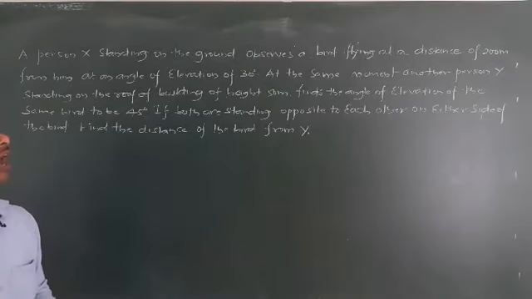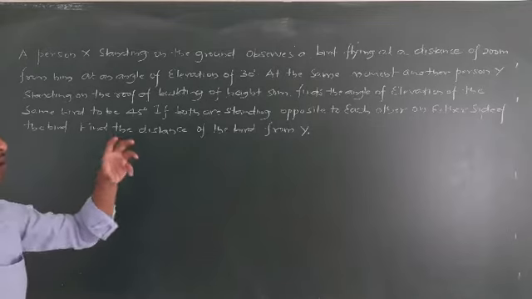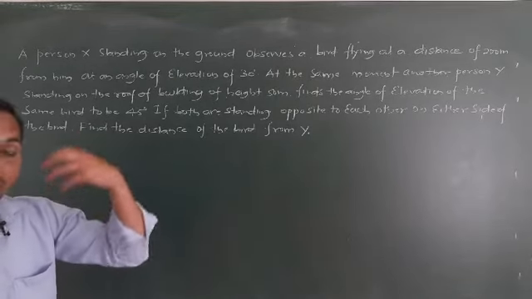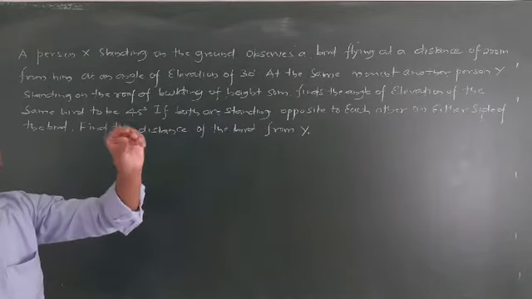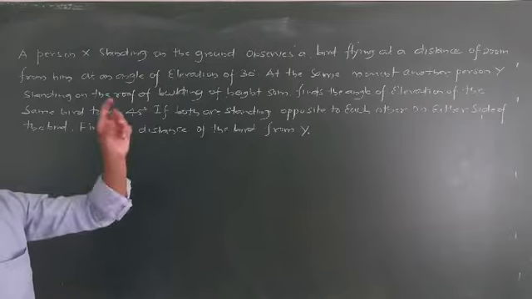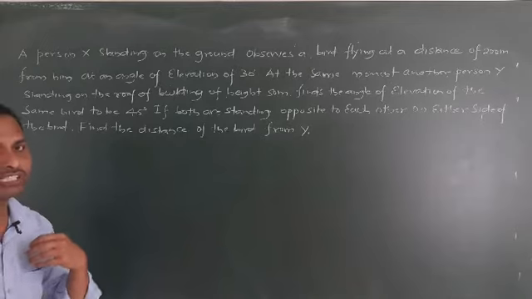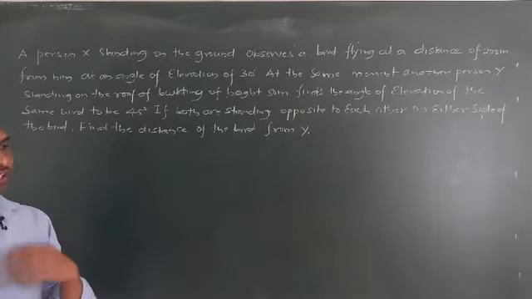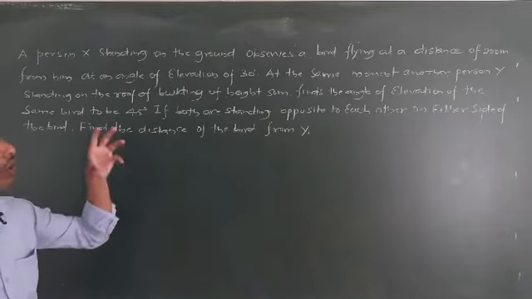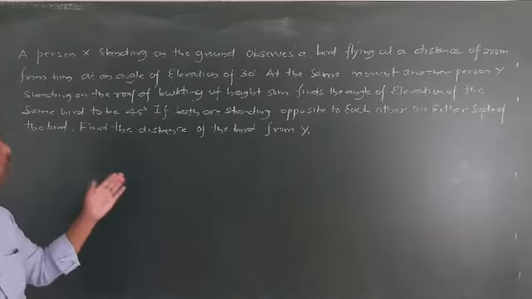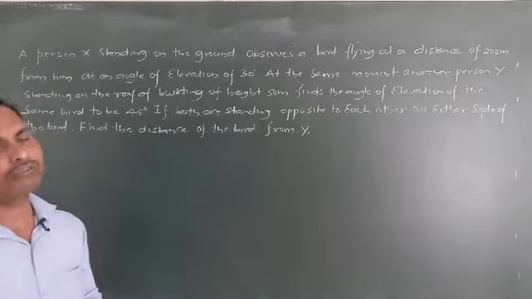At the same moment, another person is standing on the roof of one building, and the height of the building is given as 50 meters. That person is also watching the bird, and the angle of elevation this time is 45 degrees. If both are standing opposite to each other, that means one person is on this side and one more person is on that side, on either side of the bird. Find the distance of the bird from Y.